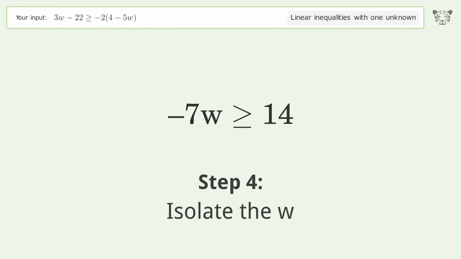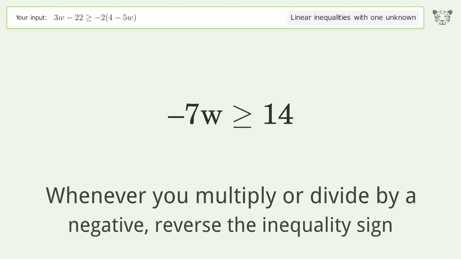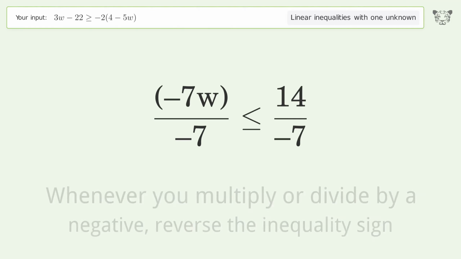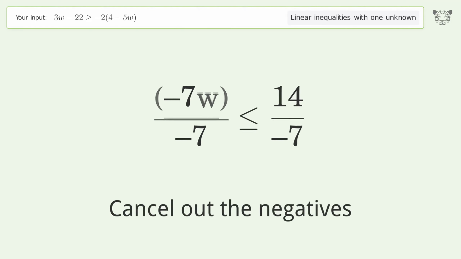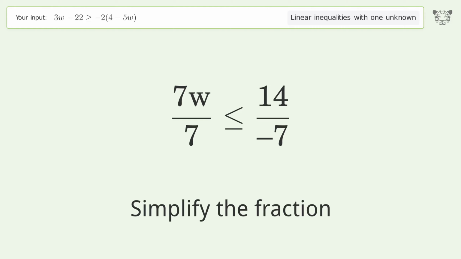Isolate the w. Divide both sides by -7. Whenever you multiply or divide by a negative, reverse the inequality sign. Cancel out the negatives. Simplify the fraction.